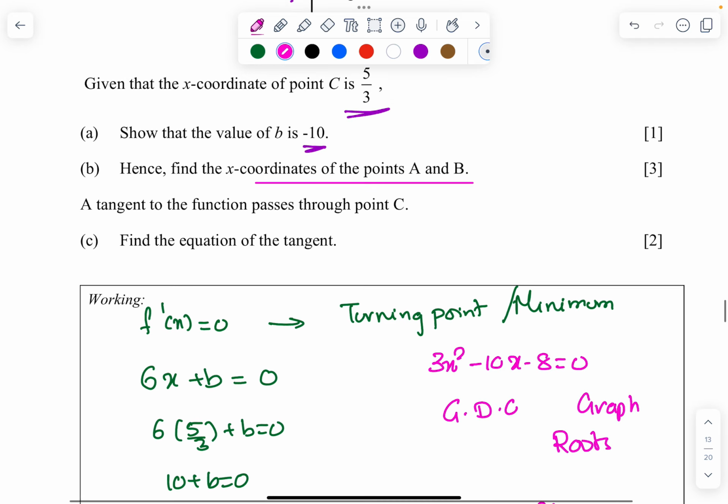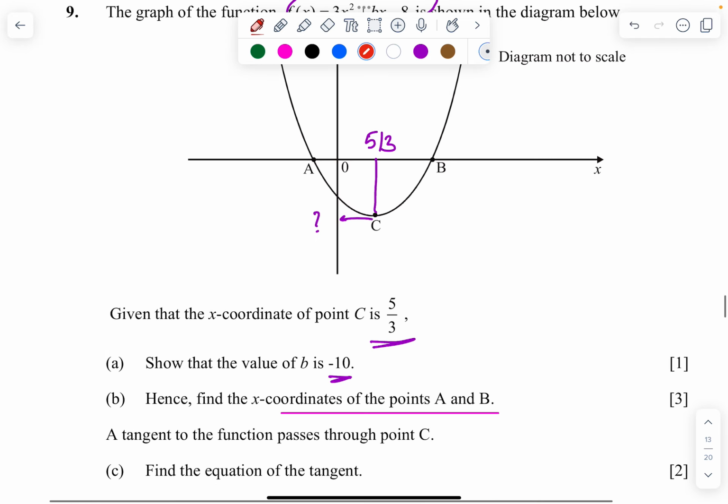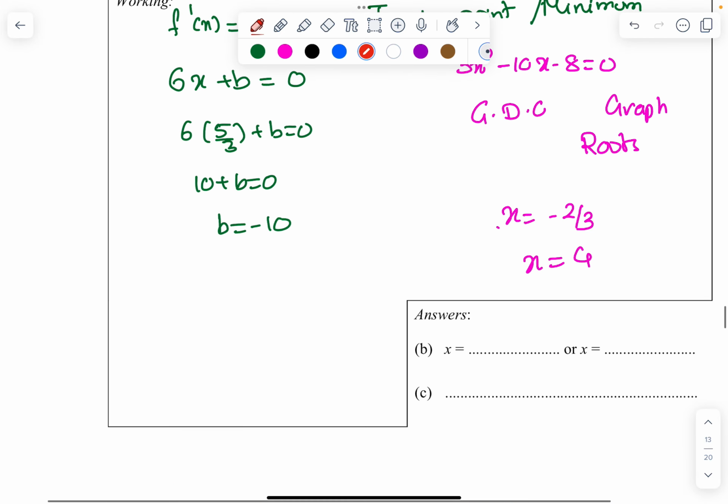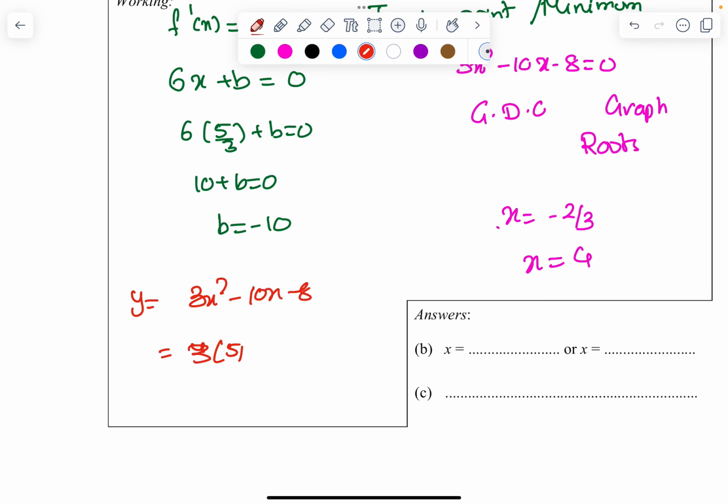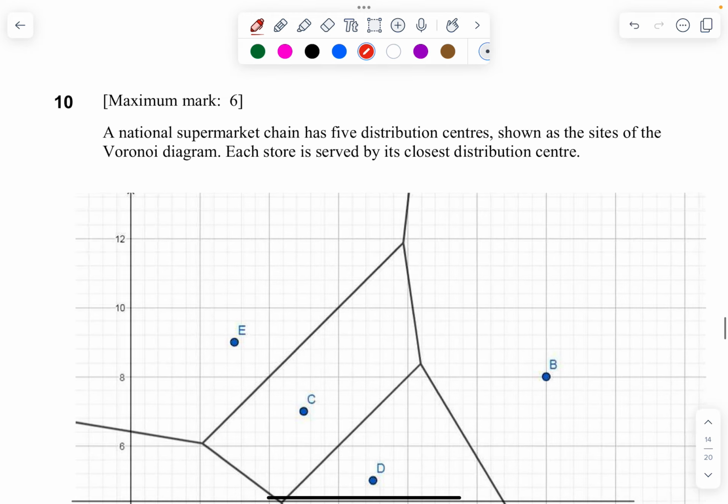A tangent to the function at point C, find the equation of the tangent. Tangent means touching at only one point, so it is parallel to this one. We need to find the y value over here. So y equals 3x squared minus 10x minus 8, so y equals 3 times (5 upon 3) squared minus 10 times 5 upon 3 minus 8. Do that, you get minus 49 by 3. So y equals minus 49 by 3 is going to be the equation of the tangent.